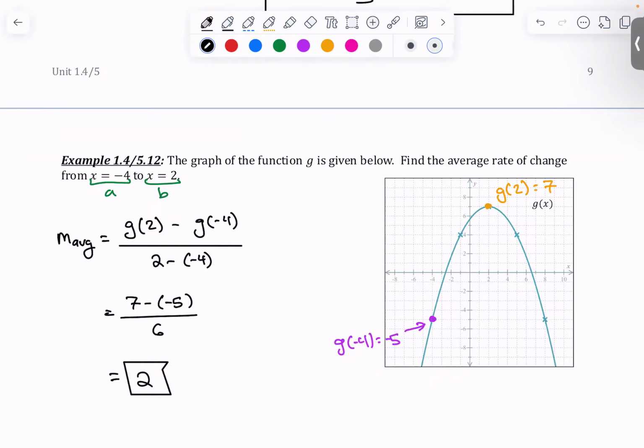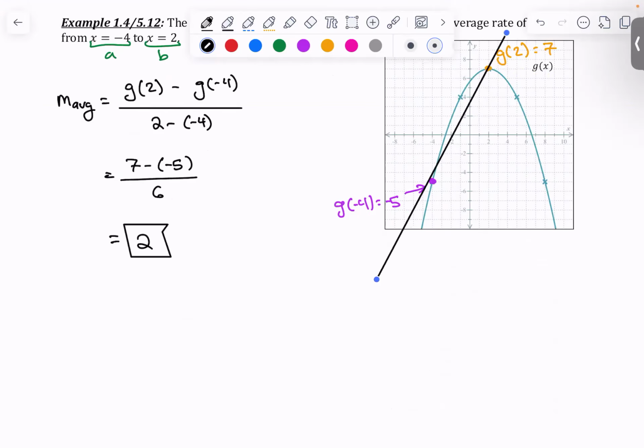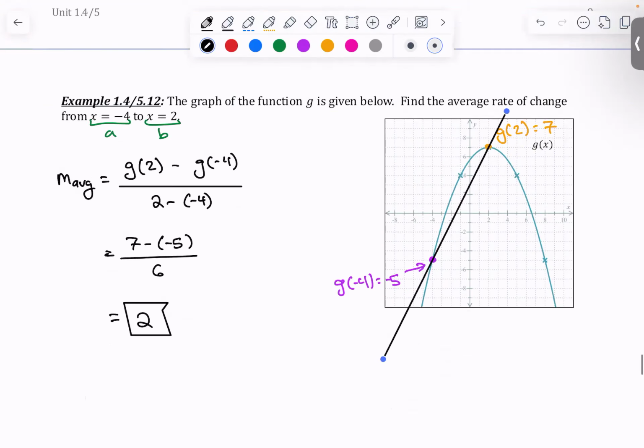And as an added bonus, if you draw the line connecting these two, you don't need to draw this, but I'm just going to show it for the sake of argument. You'll notice this line has a slope of 2, up 2 over 1. The slope of what we call the secant line is 2.